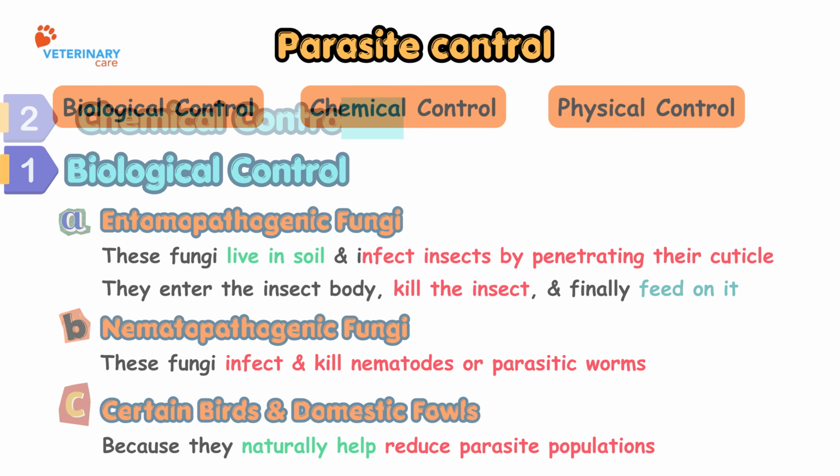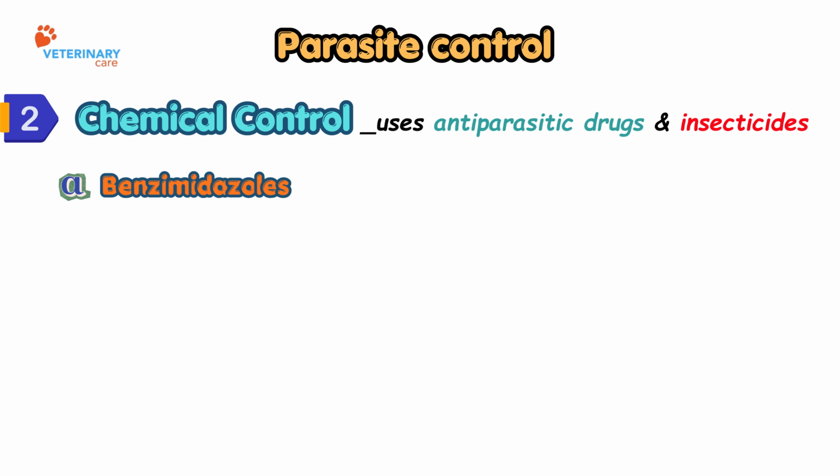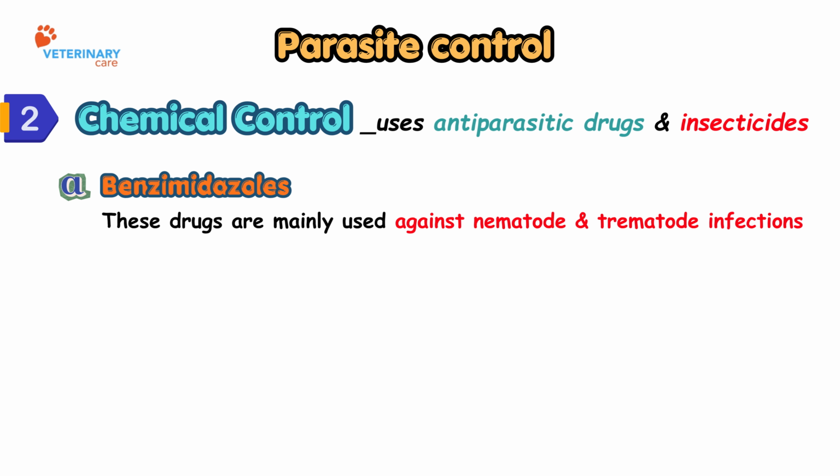Now let us move toward chemical control. Chemical control uses antiparasitic drugs and insecticides. The first important group is benzimidazoles. These drugs are mainly used against nematode and trematode infections. However, they have limited activity against cestodes.